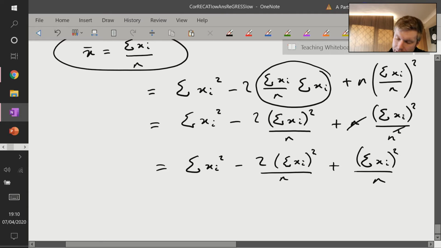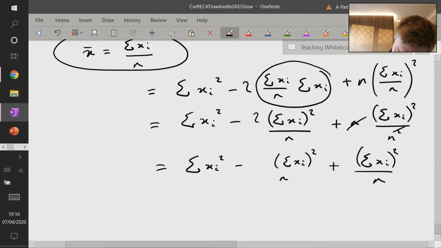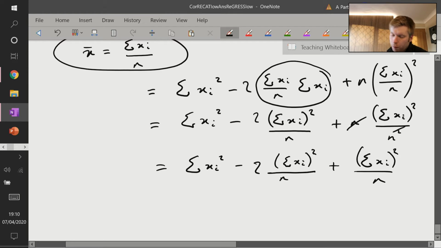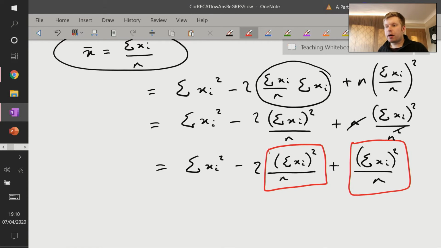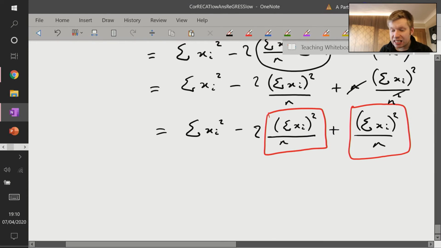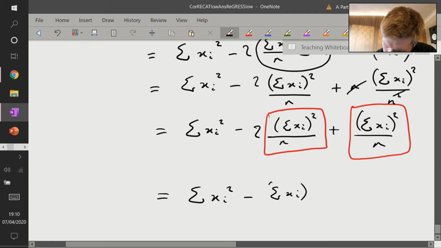So have a think, okay? If I have 2 lots of something, maybe if I write the 2 slightly bigger, you might be able to see this a little bit more. Have a look. I've got something here, and I've got the same thing here. So if I take away 2 lots of something and add on 1 lot of something later, then how much of that something am I left with? -1, right? So this is equal to the sum of xi squared minus the sum of xi all squared divided by n, okay?